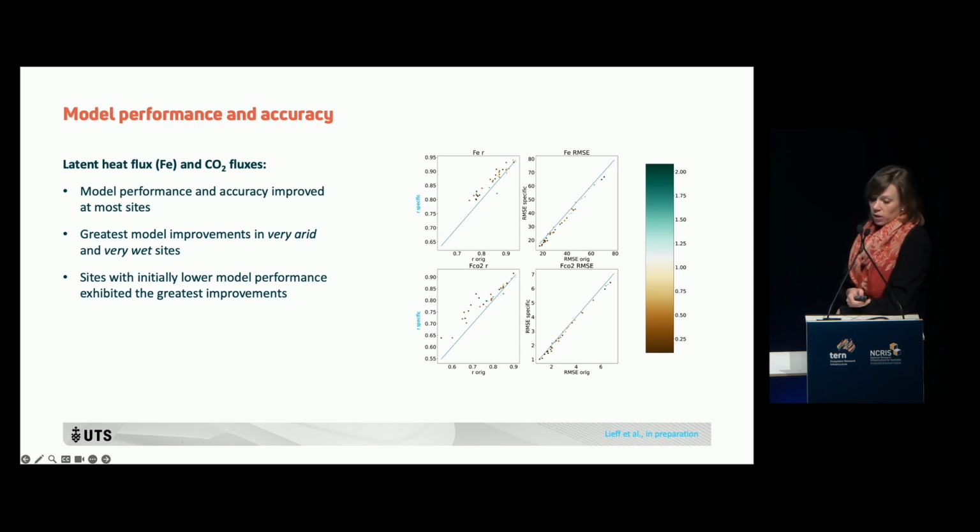Latent heat and CO2 fluxes overall show across the board consistent model performance improvements and accuracy increases at most sites. But here we were surprised, or not surprised, we were actually finding that the greatest model improvements were in very arid or in very wet sites. So that is expected when you have either a lot of soil moisture driving your dynamics or a lot of energy driving your dynamics. So that's the extreme end where we were expecting to see substantial improvements when we deviate from that standard set of drivers. But again, sites with initially lower model performance exhibited the greatest improvements here.